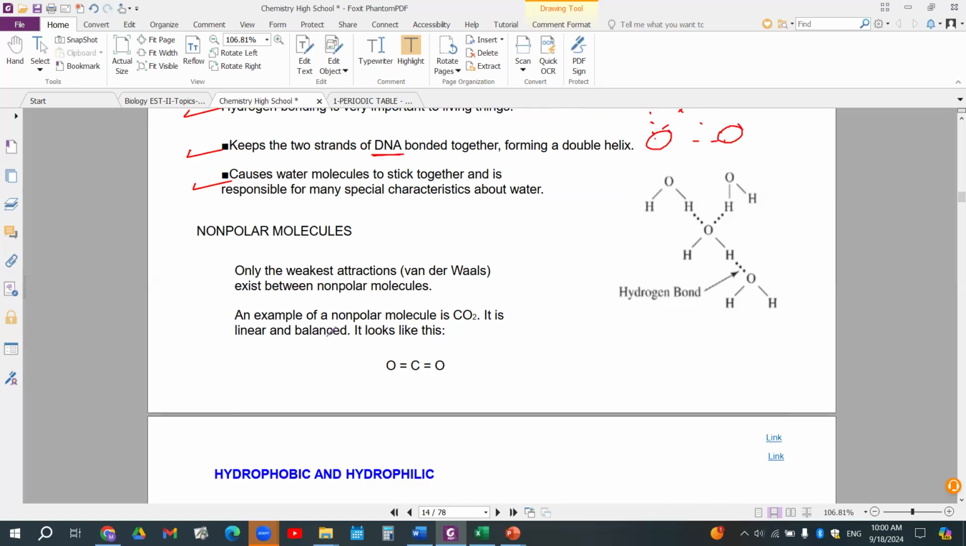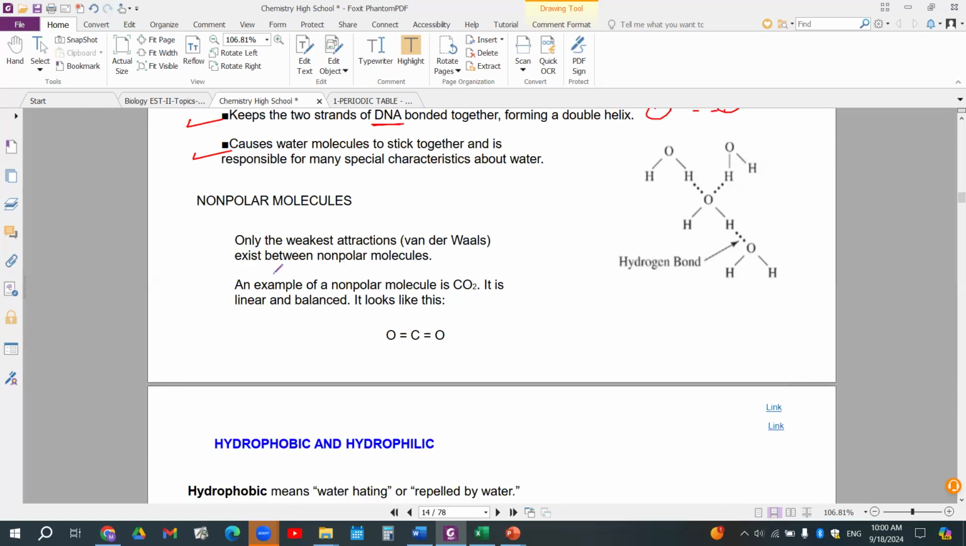What about non-polar molecules? Only the weakest attraction, called van der Waals attractive force, named after the German man. Non-polar compounds have weak attraction, so they are usually gases, or have a small boiling point, like wax, like oil, like fat. Don't think of it, it needs a long time to explain. Carbon dioxide is non-polar.